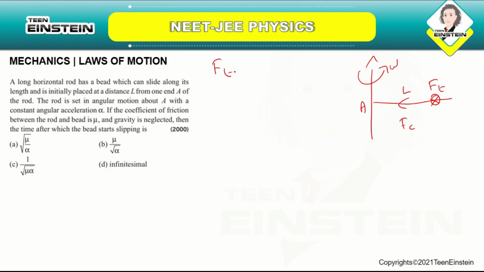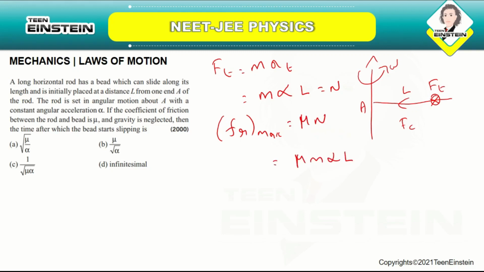So Ft will be equal to m at, which is equal to m alpha L, which is equal to N. So the limiting value of friction is given by Fr max is equal to mu N, or mu m alpha L. Okay, so the angular velocity at time t is omega equal to alpha t, and the centripetal force at that time t will be Fc is equal to m L omega square, which is equal to m L alpha square t square. Okay, so this is the centripetal force.